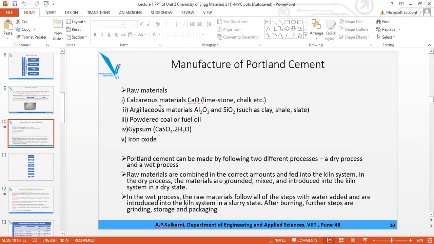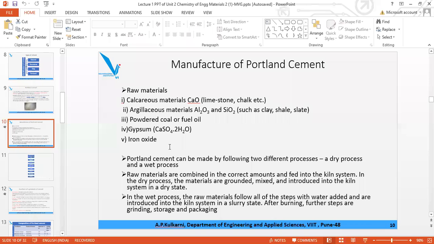For the dry process you have to take all of the constituents in powder form and keep rotating, and you have to heat it with the help of fuel oil or powdered coal. You have to mix it and grind it. Grinding means making a powder of it, and then you heat it. After heating is done, you add the gypsum. That is called the dry process.